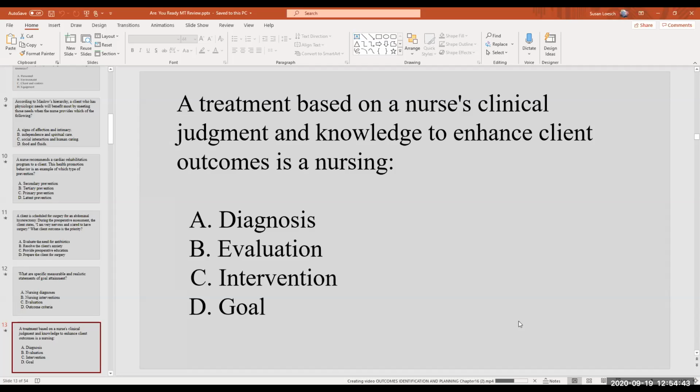All right, a treatment based on a nurse's... I'm sorry? Go ahead. It's an intervention, Samika. Intervention. Yes. Okay, it's based on your clinical judgment and knowledge to enhance the client outcome. So what might be an example of a nursing intervention?